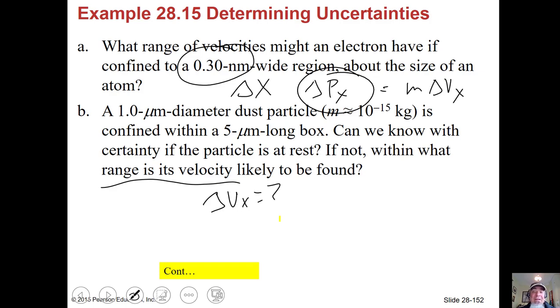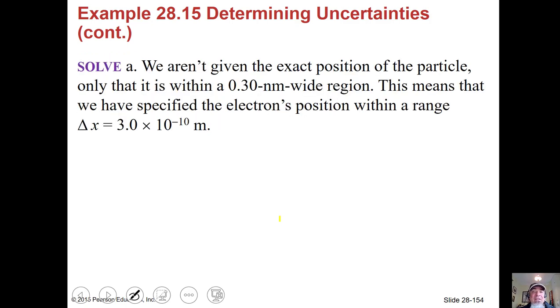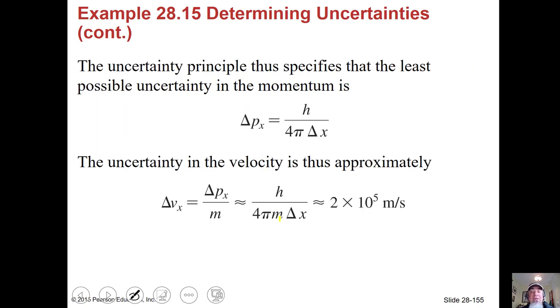So you can't know for certain where it's at, or what its speed is, rather. Okay, good. So, synopsis of what I've said. We aren't given the exact position, but we know it's within 0.3 nanometers. This means that we have specified the electron's position within 3 times 10 to the minus 10th meters. That's what 0.3 nanometers is.